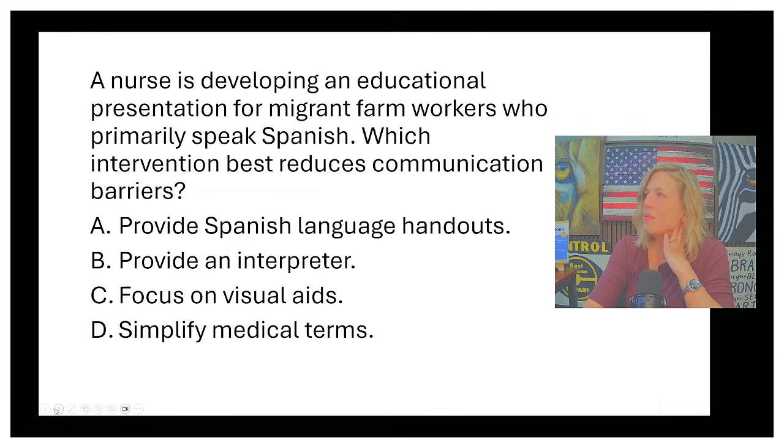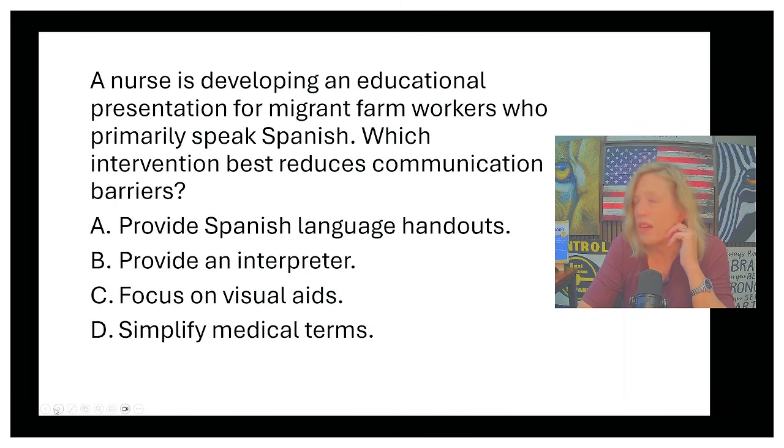A nurse is developing an educational presentation for migrant farm workers who primarily speak Spanish. Which intervention best reduces communication barriers? Okay, educational presentation for those who speak Spanish. Which intervention best reduces communication barriers? Provide Spanish language handouts. That's a good idea. Provide an interpreter. Okay, I have to do that.